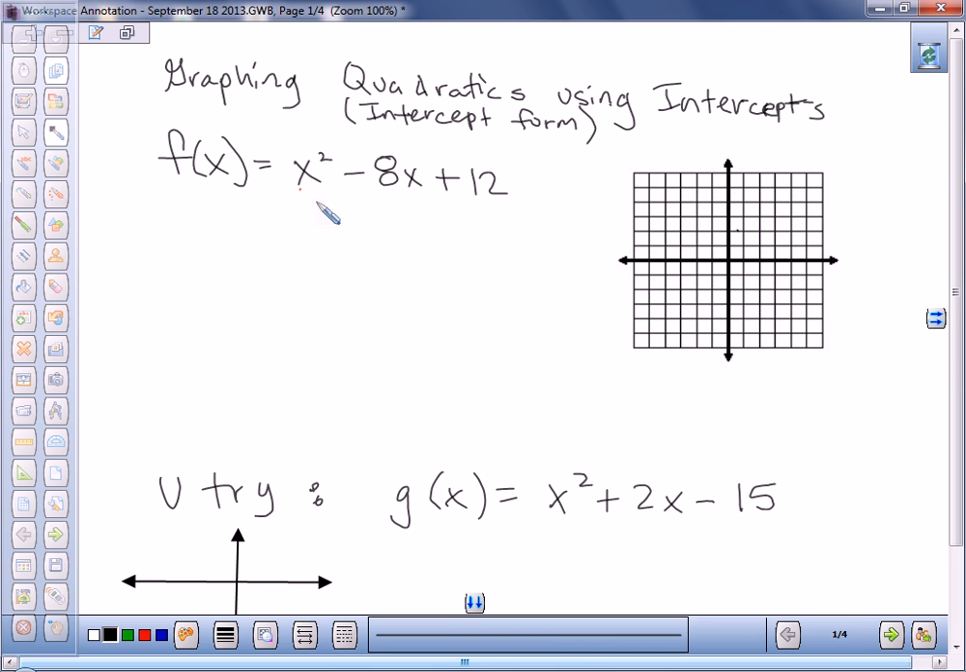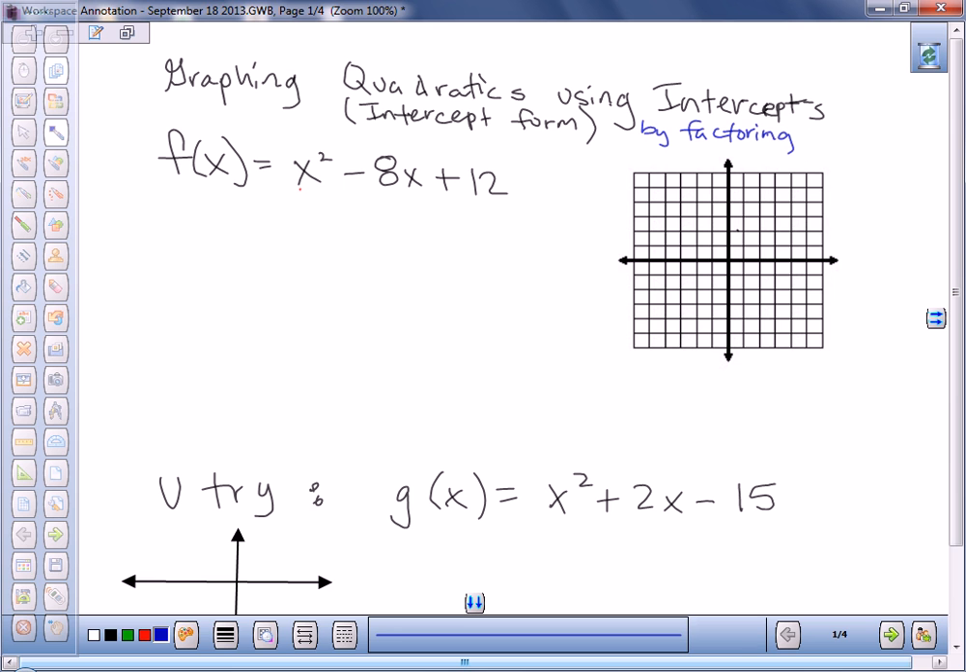Okay, so we know how to graph this. We know how to do negative b over 2a and find the vertex, don't we? But today we're going to look at a different method, and this is finding intercept form by factoring. And we'll talk about why this works. So we have this function f of x equals x squared minus 8x plus 12.